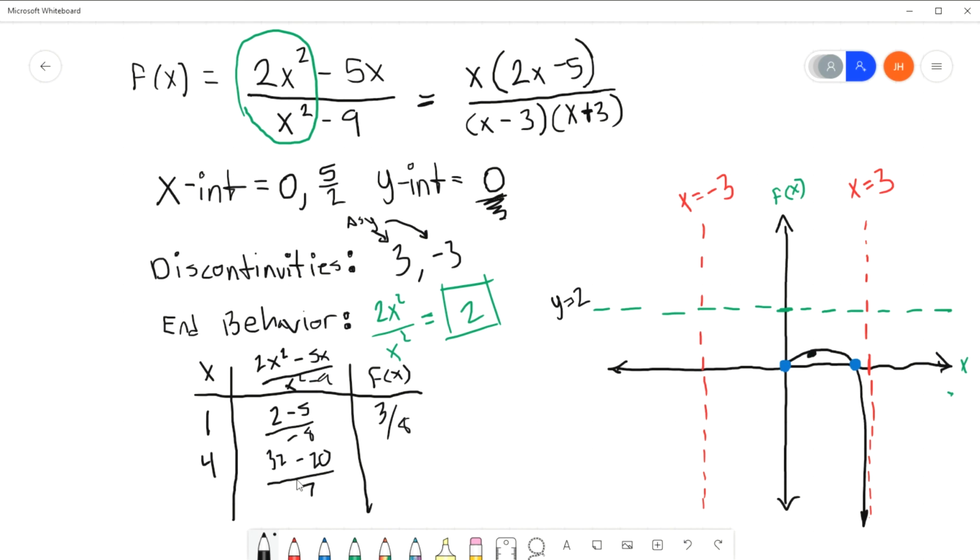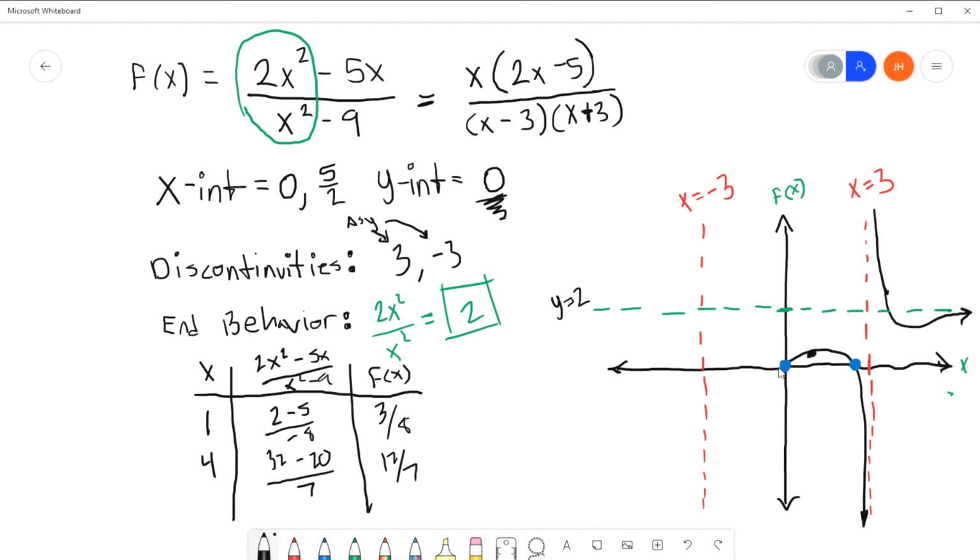To be honest, I don't even need to know exactly what this value is. I just need to recognize that it's going to be positive because 32 minus 20 is 12, divided by 7 is 12 over 7. The significant part here is that it's positive, so it must have been coming from above, right? So it must have been coming up like that. 12 over 7 is somewhere around here probably. So it must have gone like this, and it goes towards my end behavior, which was y equals 2.